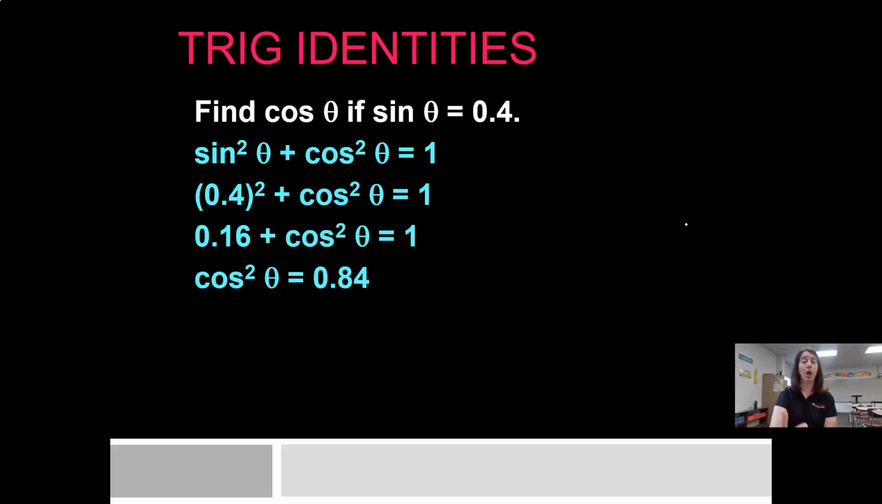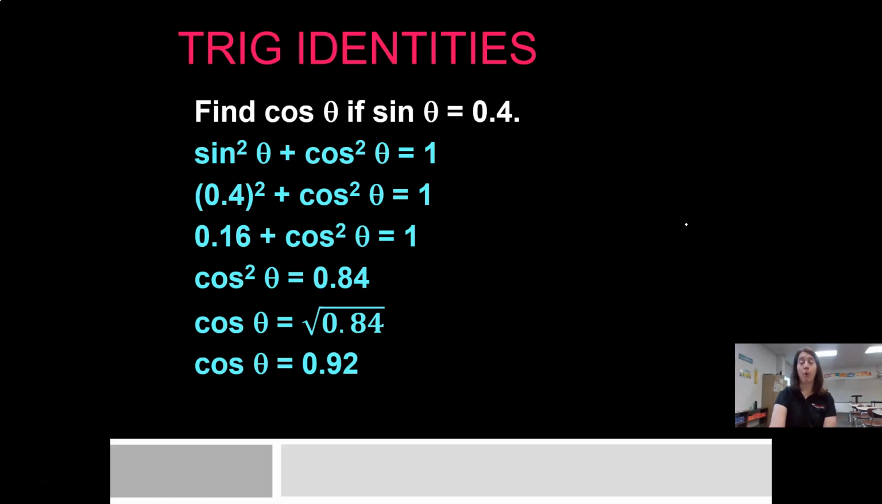Our job is to find cosine, not cosine squared. Well, how do I get rid of a square in math? I have to take the square root. So I'm going to take the square root on both sides of our equation. The square root cancels the square on the left-hand side. And on my calculator, I'm going to type in the square root of 0.84, and I know that cosine theta is equal to 0.92.